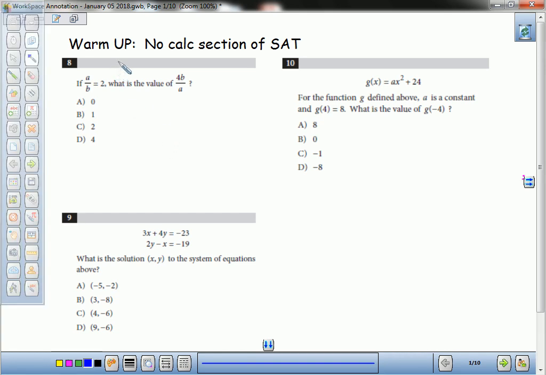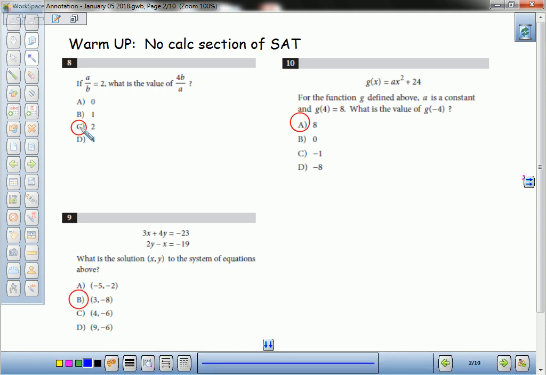What I'd like you to do first is today's warm-up, which is directly off the published No Calculator section of the SAT. So if you guys could take a moment and give problems 8, 9, and 10 off this sample test. That's why they're numbered weird. We're starting with 8 because it's directly off a sample test released by College Board. If you guys will try these, and when you're ready to check your answers, you can press play.